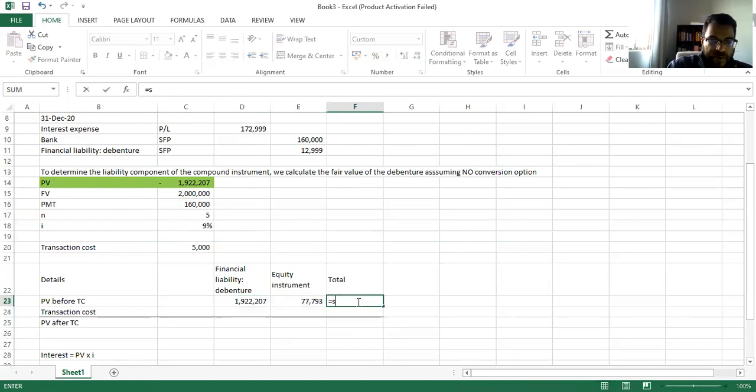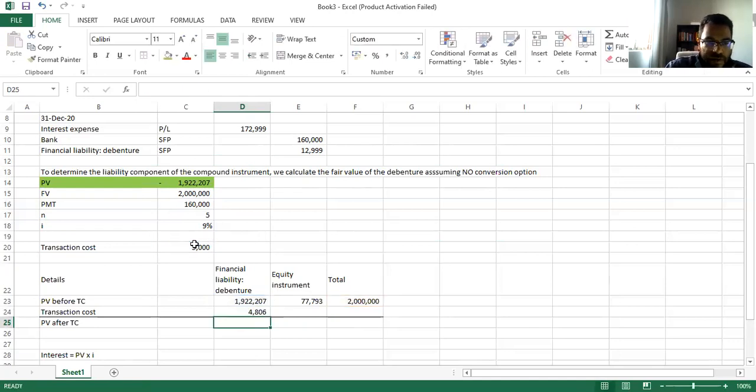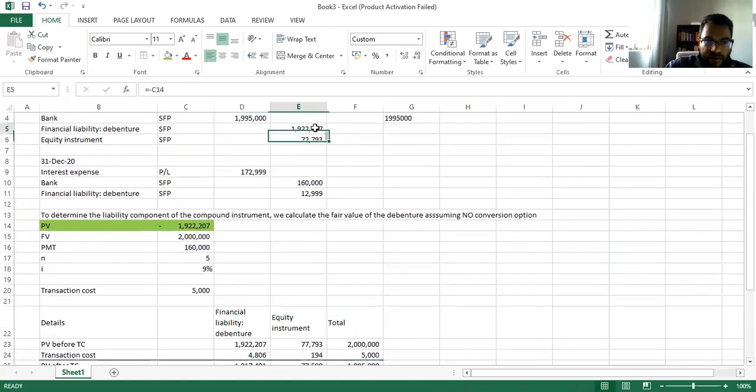The transaction cost will just be split between these in a ratio. So you just say liability divided by the total, which is 2 million, multiplied by the transaction cost of 5,000. So that's how we split it out. That's basically how it will look. Therefore, PV after transaction costs would be that minus the transaction costs. So we reduce the transaction costs, we reduce the equity instrument, and that will give us that amount. Okay.